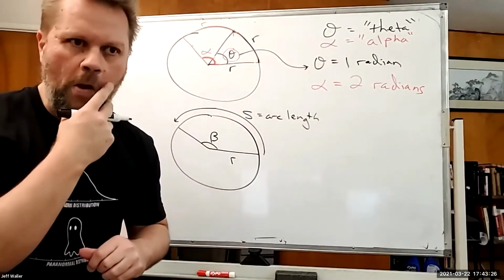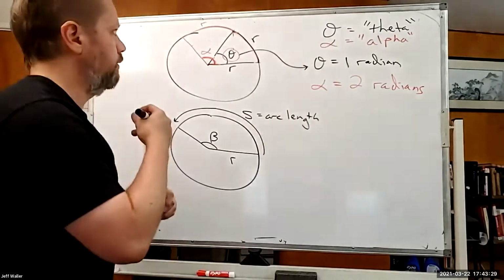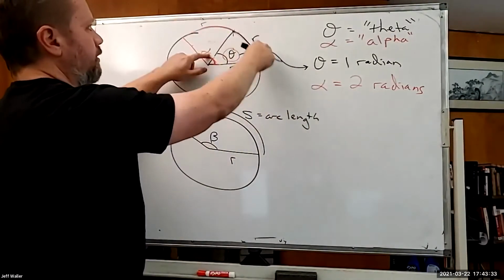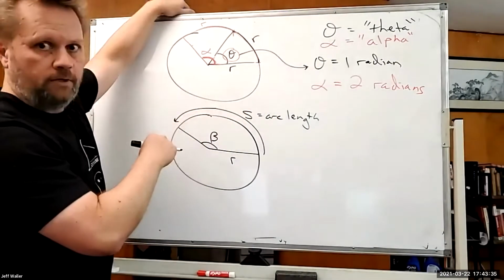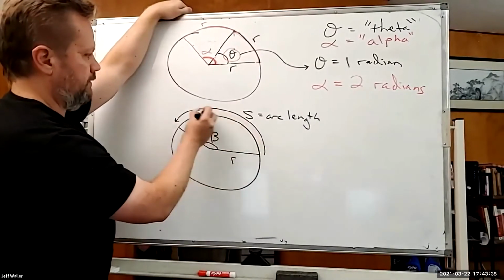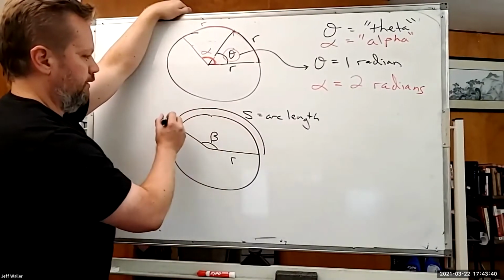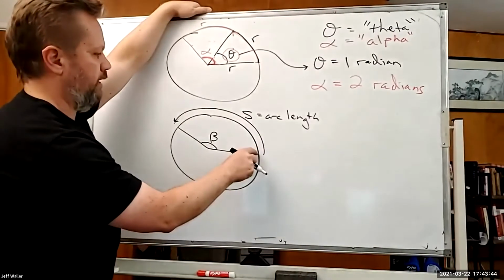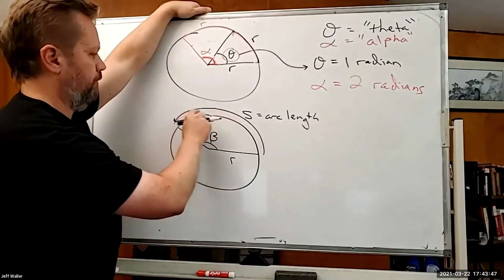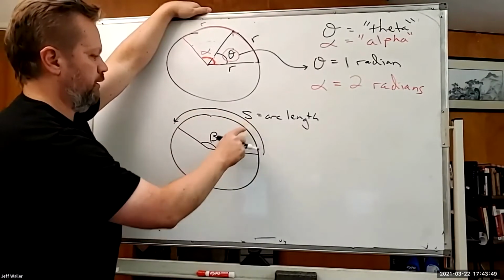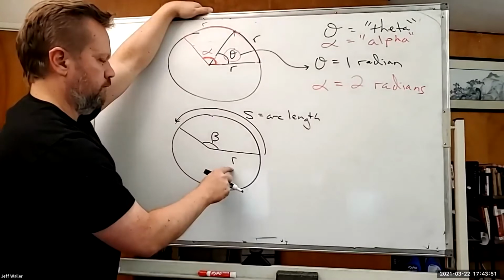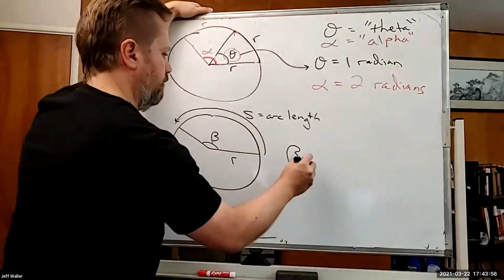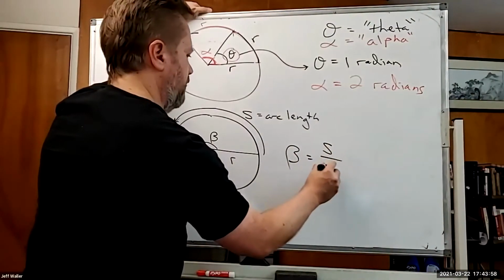What do you think? Here the angle was 2. Why? Because 2 radians fit along here, right? So this is S. How would I figure out how many radii fit along here? What would I do between these two things? The ratio. Yes. So beta would be S divided by R.